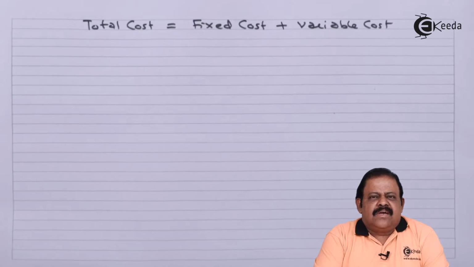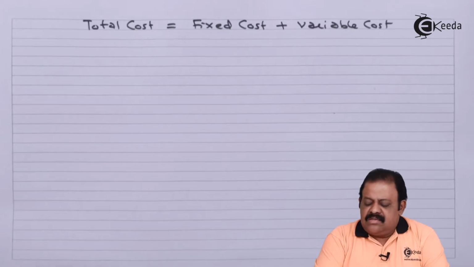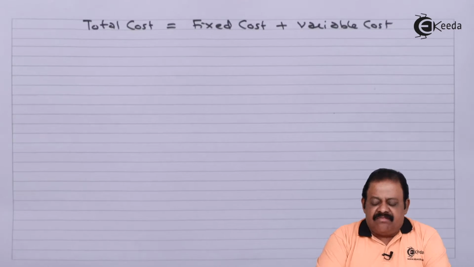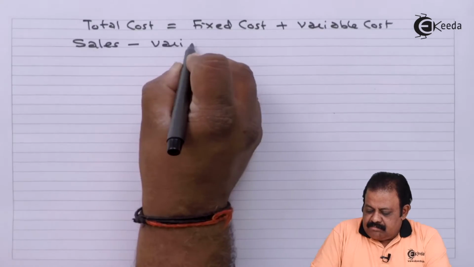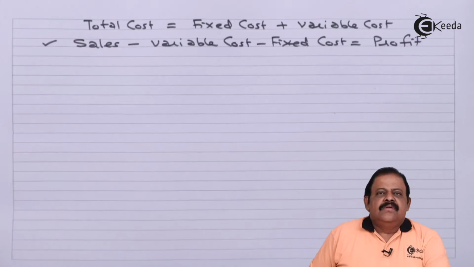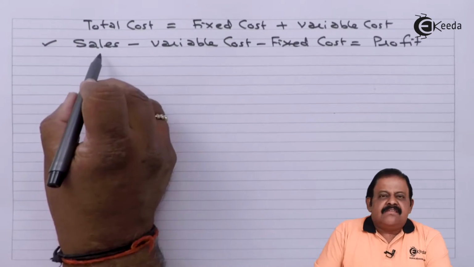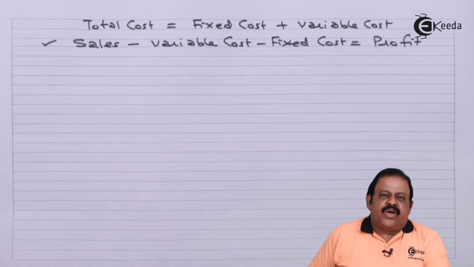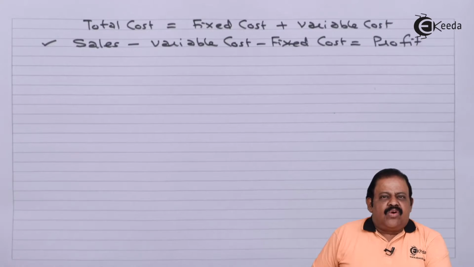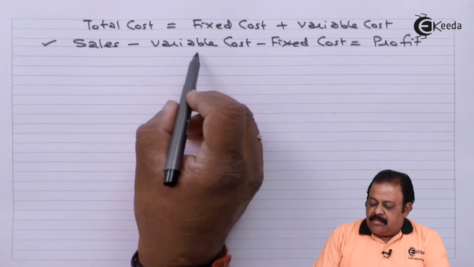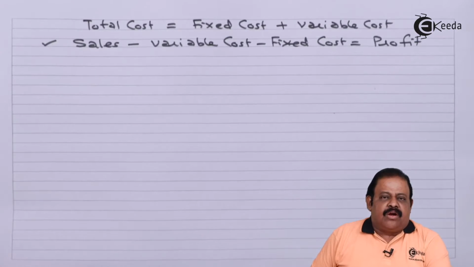So if we summarize the cost, total cost is of two types: fixed cost and variable cost. If I want to know my profit, my equation will be, this is the equation of profit: sales minus variable cost minus fixed cost, we are arriving at the figure of profit. Sales minus total cost is profit. Total cost is of two types: fixed cost and variable cost. So sales minus variable cost minus fixed cost gives the figure of profit.